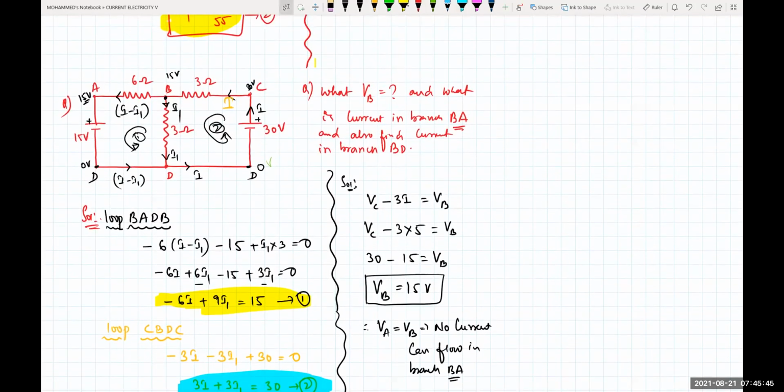Then let us calculate the potential of B. See, from B to C, VC minus 3I will be equal to VB. Is it clear? The current is coming from here, B to C. So the potential at C minus, in the same direction of current I'm going, is minus 3 into I, which will be equal to VB.